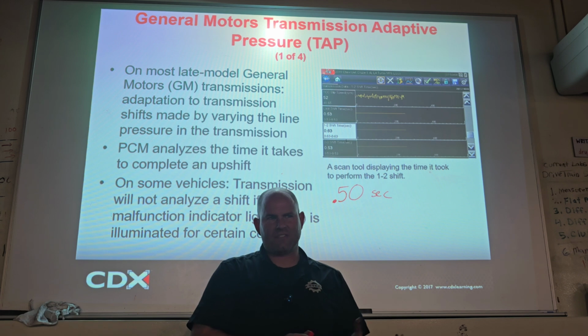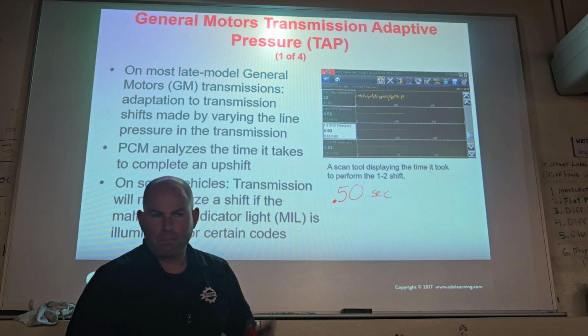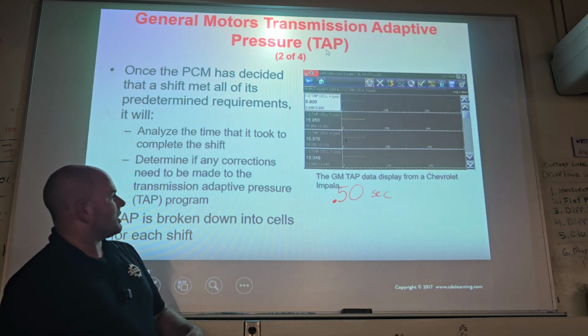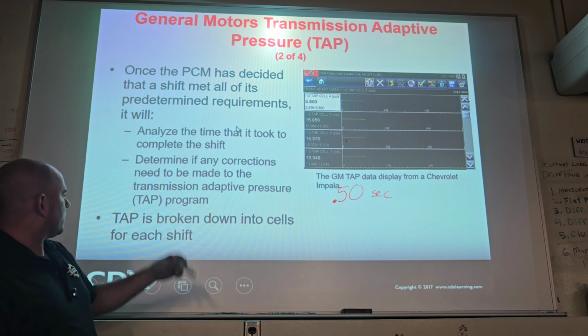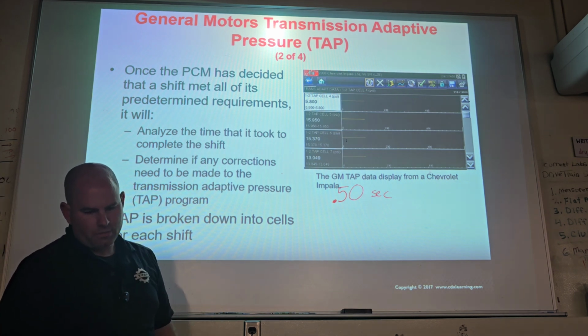Cool. So generally, if your light's not on and no codes are set, your electronically controlled transmission's probably fine. Probably. Cool. So that's what it says about TAP, transmission adapt pressure, or they will call this the clutch volume index. Kind of similar. This one just happens to be GM.